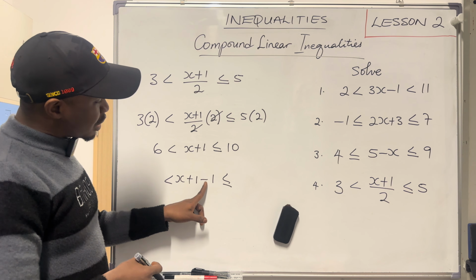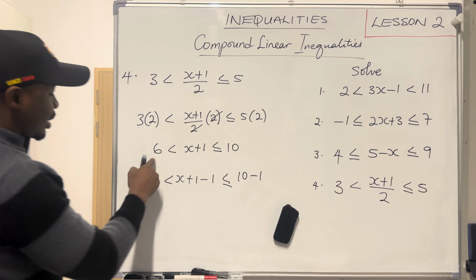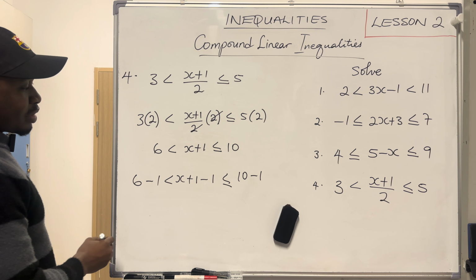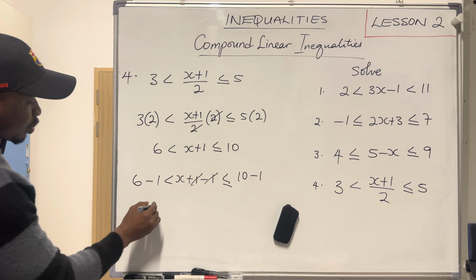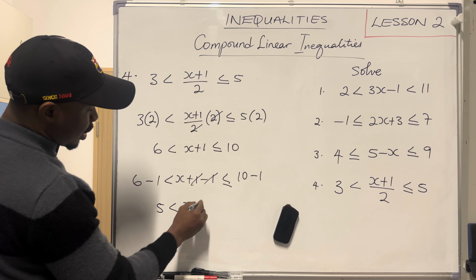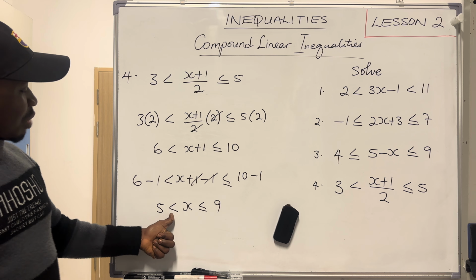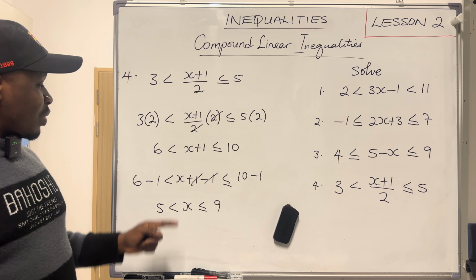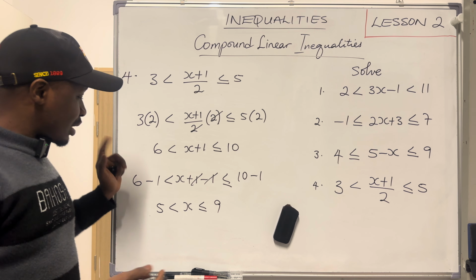Since here we say minus 1, here again we have to say 10 minus 1. Here again 6 minus 1. So 1 minus 1 go away. 6 minus 1 is 5. Here remains only x less than or equal to 10 minus 1 is 9. Can we change the direction of the symbols? No, because we don't divide by a negative value. So this is single x. This is what we have.